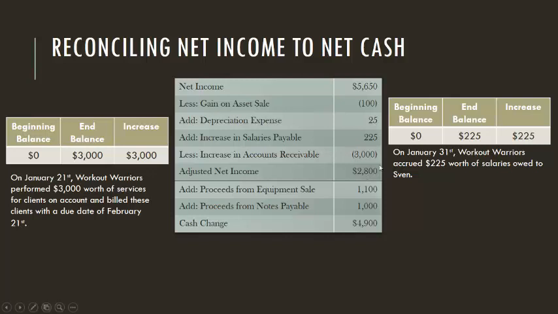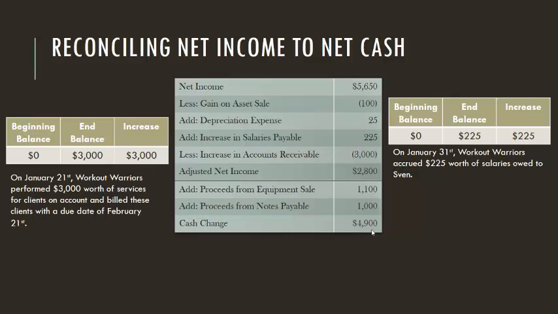Well, what happens when we take that $2,800 and add to it the $1,100 that Workout Warriors got from selling this equipment, and the $1,000 that they received from signing that notes payable, which they put into their bank account? Well, $2,800, which is from our operations, added to $1,100 equipment sale, which would go in our investing section, added to the $1,000 from the notes payable, which would go into our financing section, equals $4,900, which is what our change in cash is. So the method is a little awkward, and it's a little conceptual to wrap your head around in the beginning, but it absolutely works.